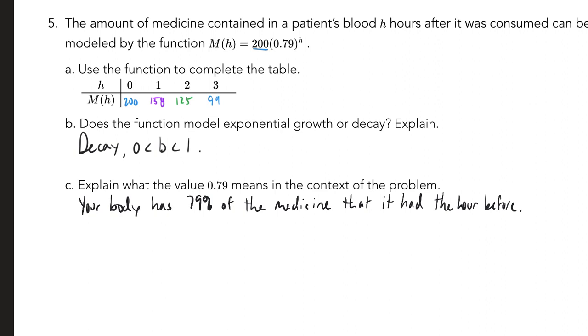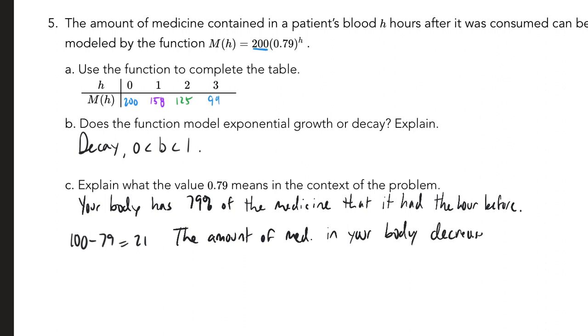And so if we think about what that means, like what are we losing? If we take 100 minus 79, we get 21. So what we're actually doing is losing 21% each hour. So a different way of saying that is the amount of medicine in your body decreases by 21% per hour. So I'm really careful about how to interpret that value there.